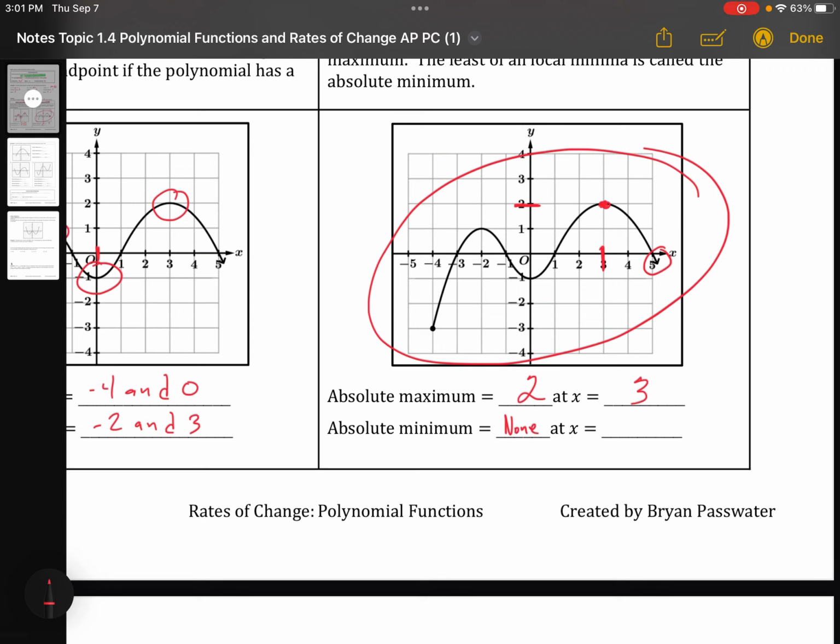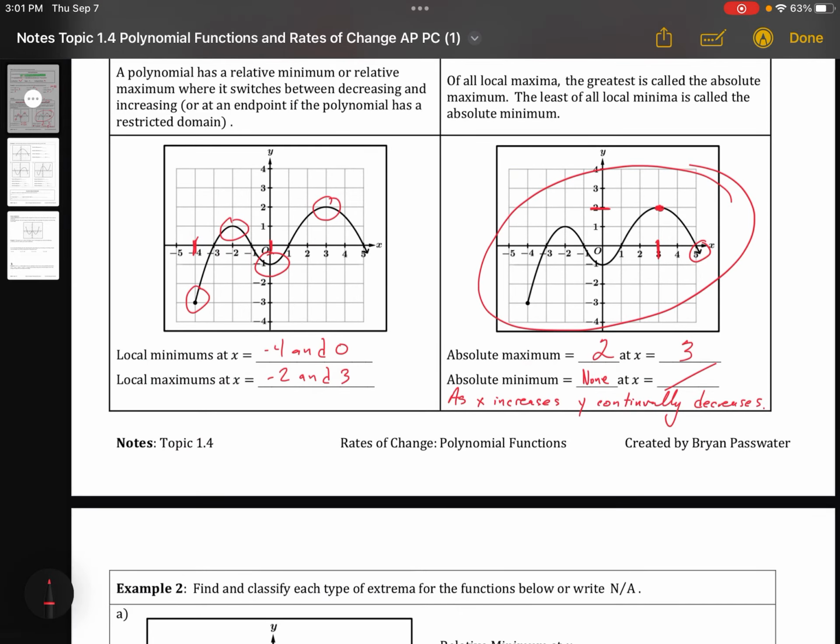We can't count negative infinity as a minimum because you can just keep going down and down and down and down and down. Infinity actually isn't one particular place. It's just an idea. So that one doesn't actually work. There is no minimum there. One way to think about it is that as our x value increases, y continually decreases. Because it continually decreases, there's no absolute minimum.